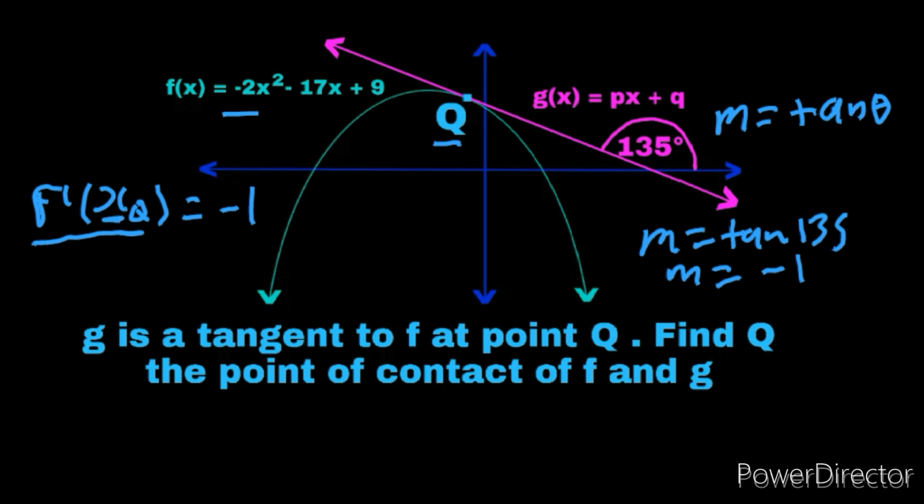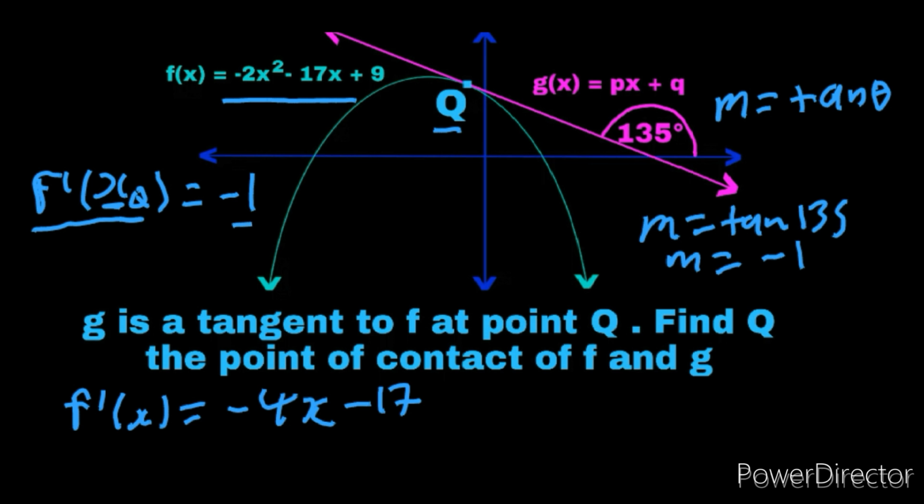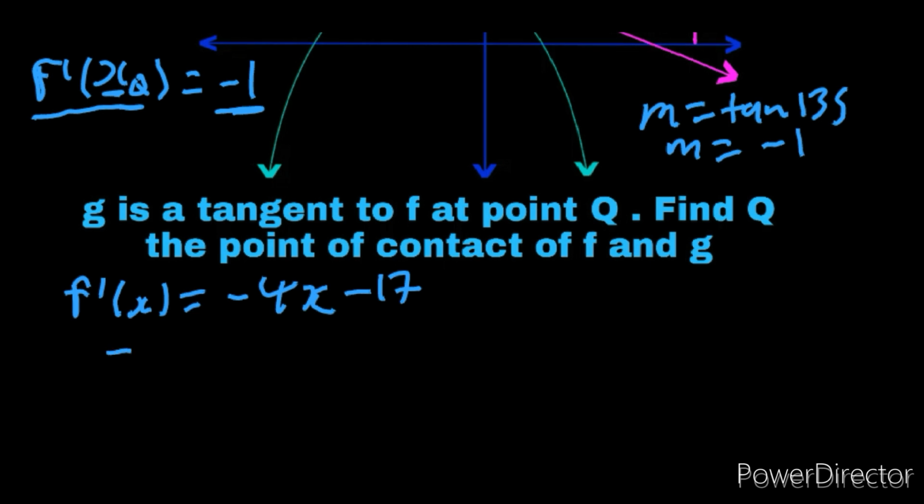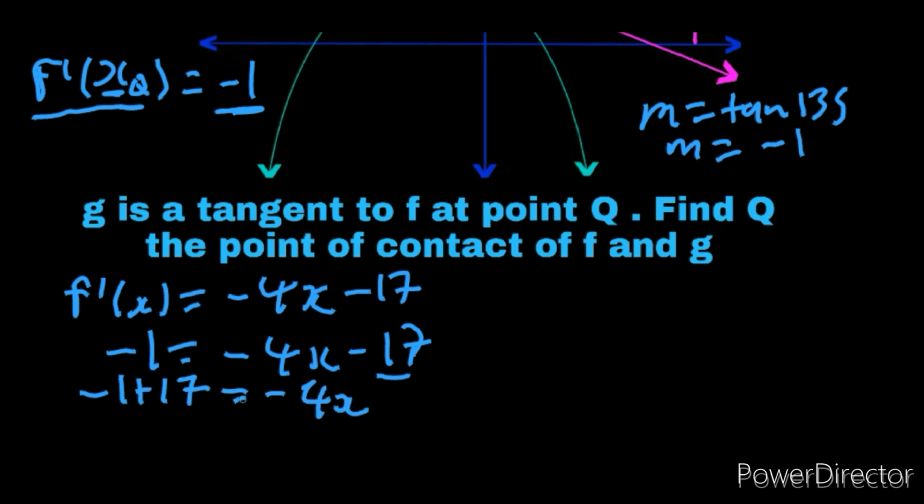So we have to derive this equation. We'll say the first derivative is equal to 4x minus 17. That's the first derivative. We're already told that the first derivative at the x value of Q is negative 1. So therefore, we can use that to find the x value of Q. So we're going to have negative 1 equals negative 4x minus 17. If we take this to the other side, it's going to be minus 1 plus 17, which is equal to minus 4x. So this is going to be 16 is equal to minus 4x.